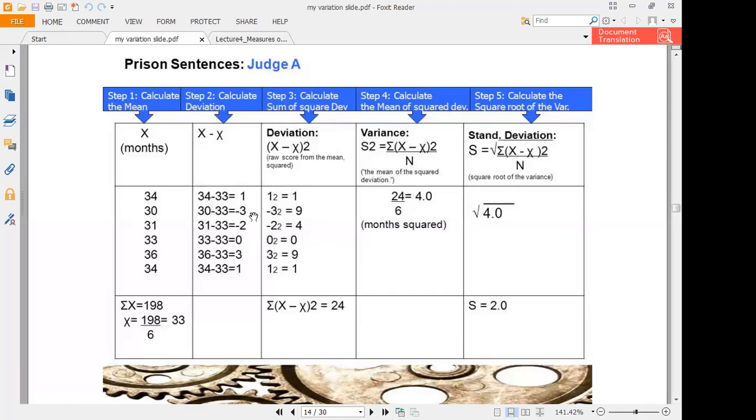So 1 squared will give us 1, minus 3 squared will give us 9, minus 2 squared will give us 4. So we square everything here. We've gotten that, so we sum everything together. Remember, we sum all the squares of deviation, and that gives 24.